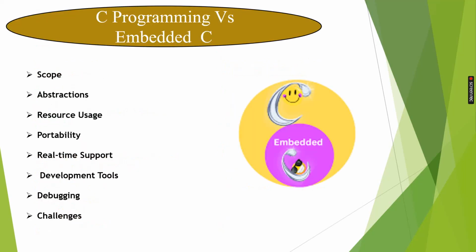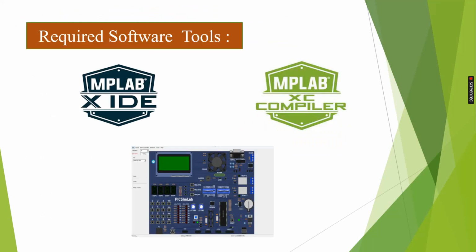There is a vast difference between C programming and embedded C. The embedded C is used in embedded systems for designing our project. The main differences are scope. The embedded C is only specialized for embedded systems, but C is a general programming language. The general development tools are used in C programming, but IDEs are used in embedded C. Debugging uses specific microcontroller tools in embedded C, but standard debugging is used in C programming. And the challenges are very less in C programming, but there are vast challenges and real-time demands in embedded C. My friend will continue the next slide.